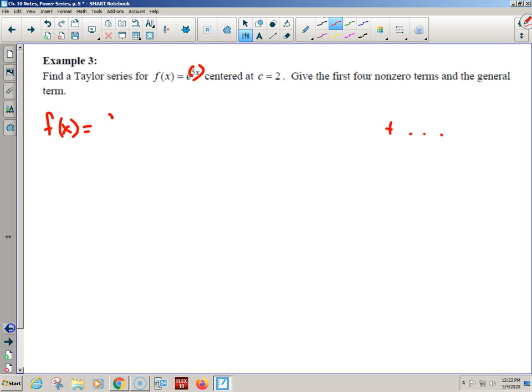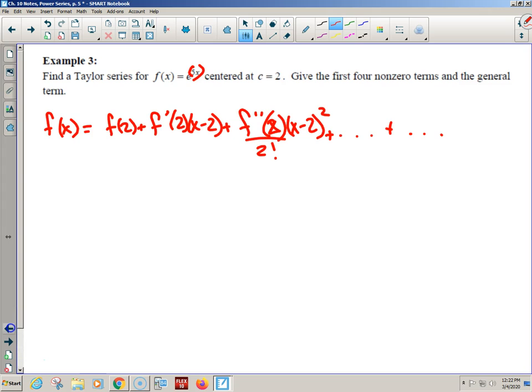But aren't I going to have to think about something like f of 2 plus f prime of 2 all over 1 factorial times x minus 2? How many terms am I supposed to keep? The first 4. I'm not sure these ones are going to have a lot of zeros, so maybe it's not that big a deal. We're going to have the nth derivative of f at 2 all over n factorial, all times x minus 2 to the n. But what are we going to have to do to actually find this?